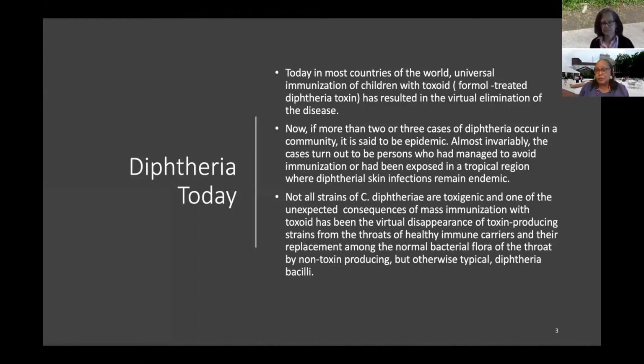not all the strains of diphtheria are highly toxic. And so one of the things that's happened now is we have a very large adult population that hasn't been immunized since they were kids, that are only partially immunized. So if the more toxic strain was more present in our communities, a lot of people would have diphtheria, which is not what we want.